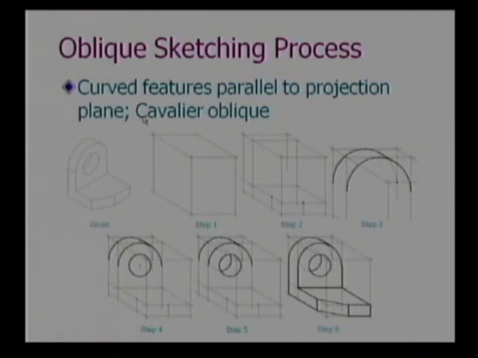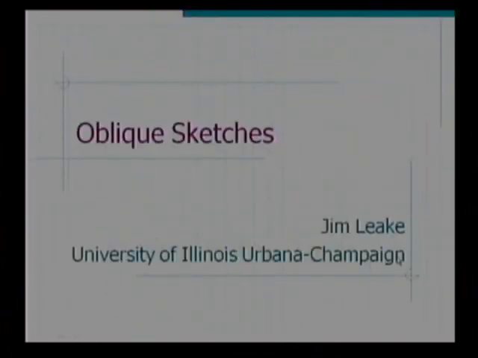And here's another example of an oblique sketching process. We'll talk about cavalier and cabinet obliques in the next set of slides. But draw the bounding box, identify different vertices. In this case, we've got some rounded edges, so we go ahead and draw those arcs in bold and just complete the process. So anyway, that's a brief overview of the execution of oblique sketches. Thank you.